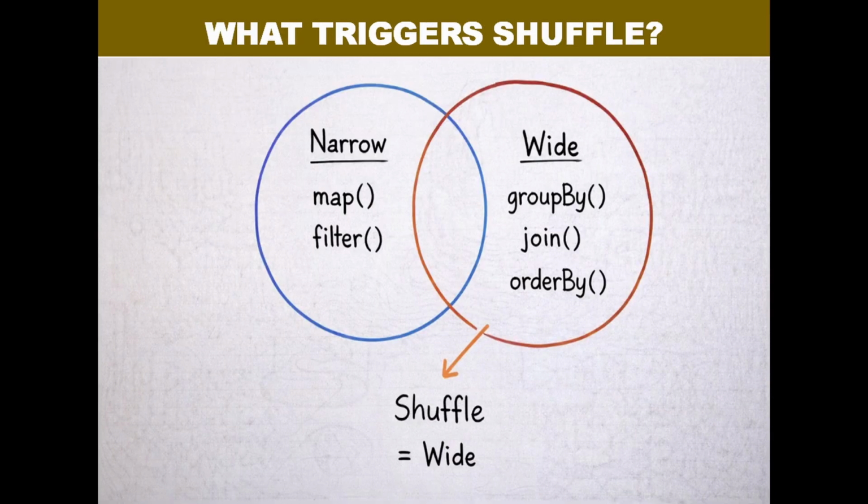So the question arises, what triggers shuffle? Shuffle happens when Spark cannot compute the result within the existing partition structure. For example, if you do a group by based on a key, Spark must bring all records of the same key together. But those records may exist in different partitions. So Spark has no choice. It must redistribute data based on that key. That redistribution creates a wide dependency. And wide dependencies create shuffle. This is why operations like joins, group by, distinct, repartition, and order by often trigger shuffle.